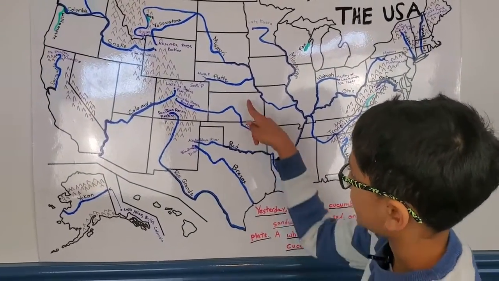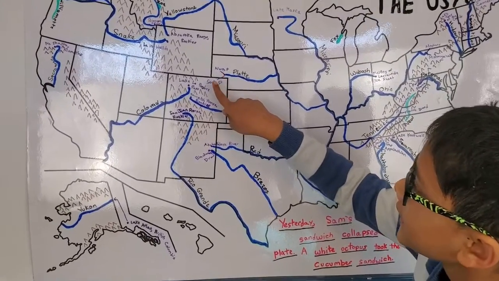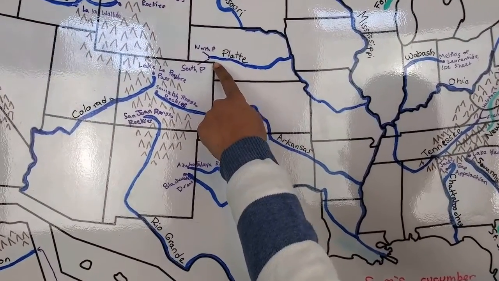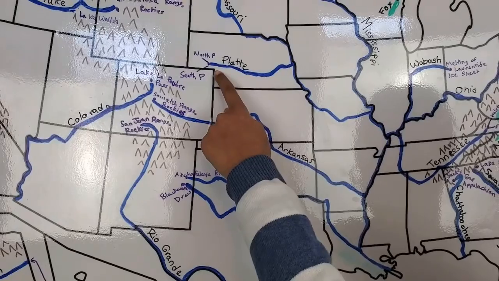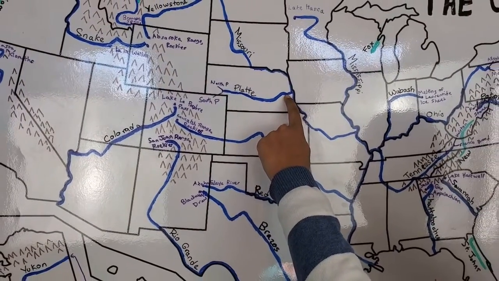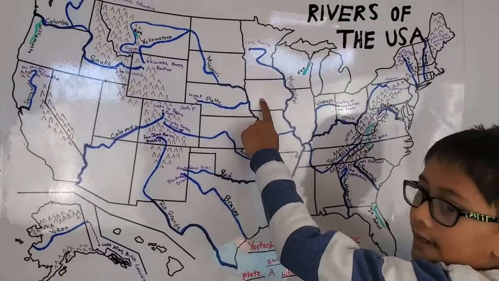Next, we have the Platte. So the Platte is formed when the North Platte and the South Platte rivers join together to form the Platte. The Platte flows through Nebraska and then joins the Missouri at the border between Nebraska and Iowa.